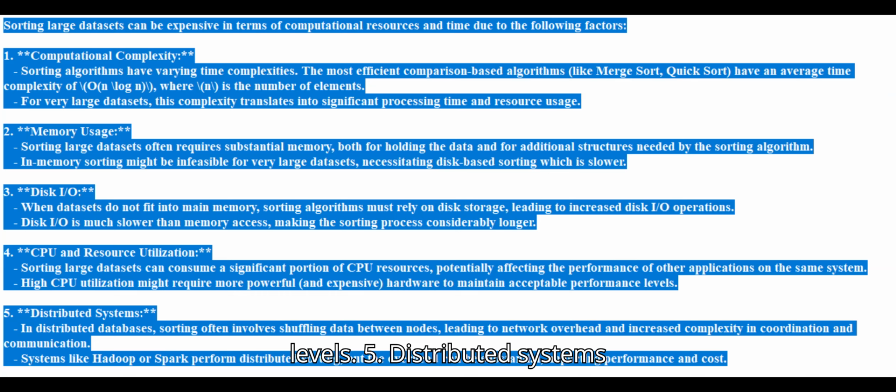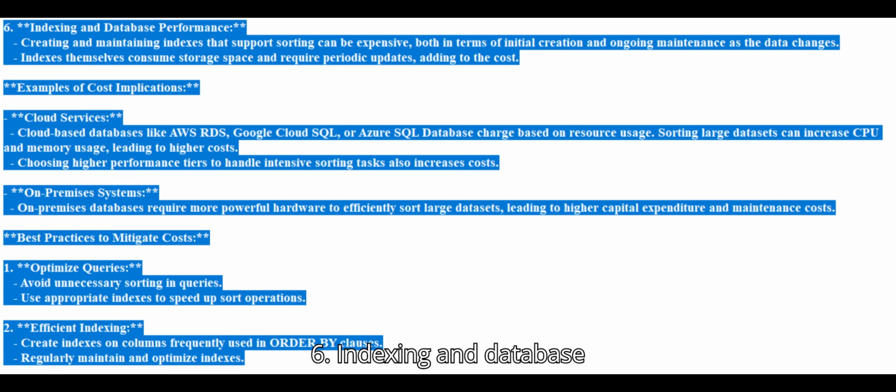5. Distributed systems. In distributed databases, sorting often involves shuffling data between nodes, leading to network overhead and increased complexity in coordination and communication. Systems like Hadoop or Spark perform distributed sorting, but the overhead can be substantial, impacting performance and cost. 6. Indexing and database performance. Creating and maintaining indexes that support sorting can be expensive, both in terms of initial creation and ongoing maintenance as the data changes. Indexes themselves consume storage space and require periodic updates, adding to the cost.